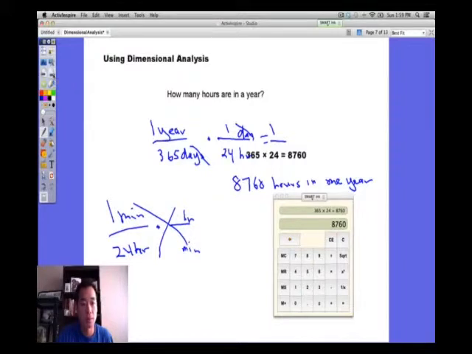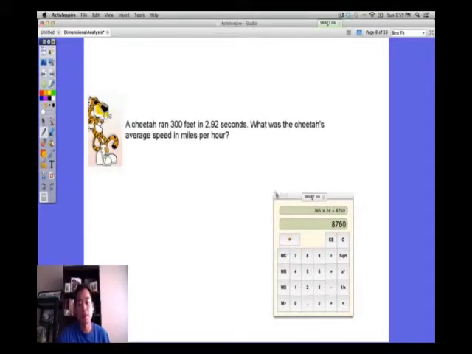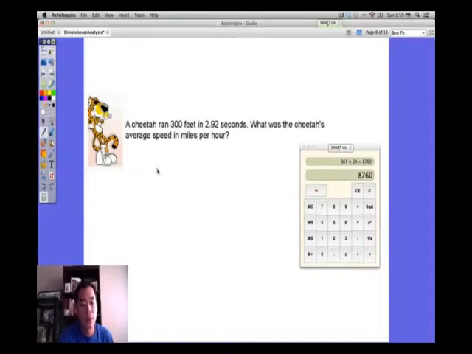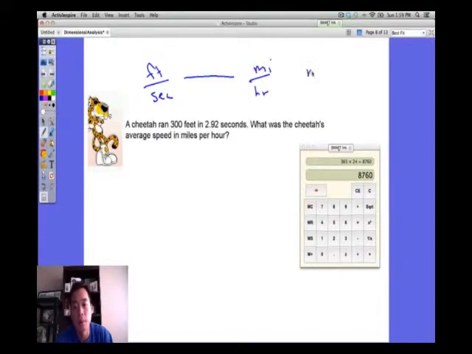Let's try the next one. Here's one of my favorite problems. A cheetah ran 300 feet in 2.92 seconds. What was the cheetah's average speed in miles per hour? Step one is you need to identify the units that you have and where you need to go. So I am given feet per second, and in math, per usually means divide, so there's my ratio bar, and I'm going to miles per hour, or mph.